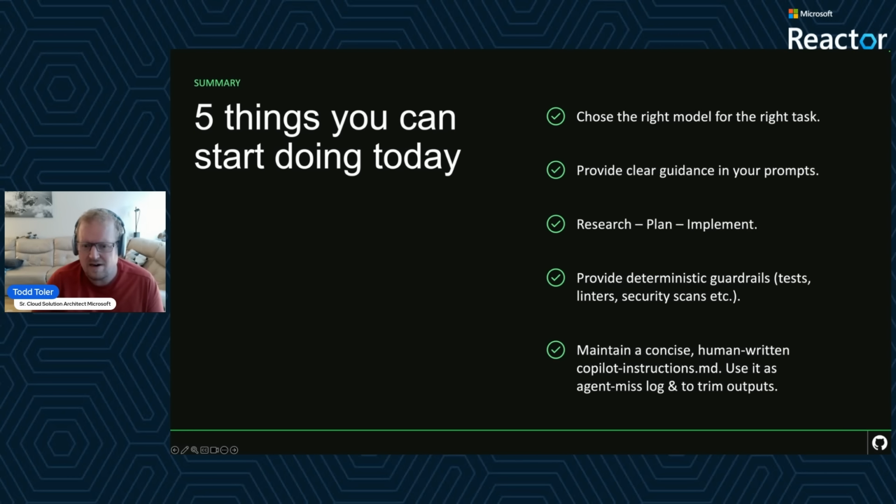Provide deterministic guardrails. So you have the tests, the linters, security scans, etc. And maintain a concise human-written Copilot instructions file going forward. That'll help you trim the outputs, and you can use it as your agent miss log. So if you take anything out of this talk, it's: write as little context as required and as much as necessary. That's the through line throughout the entire presentation here. Implement those 5 tips and you'll already be in a pretty good place.